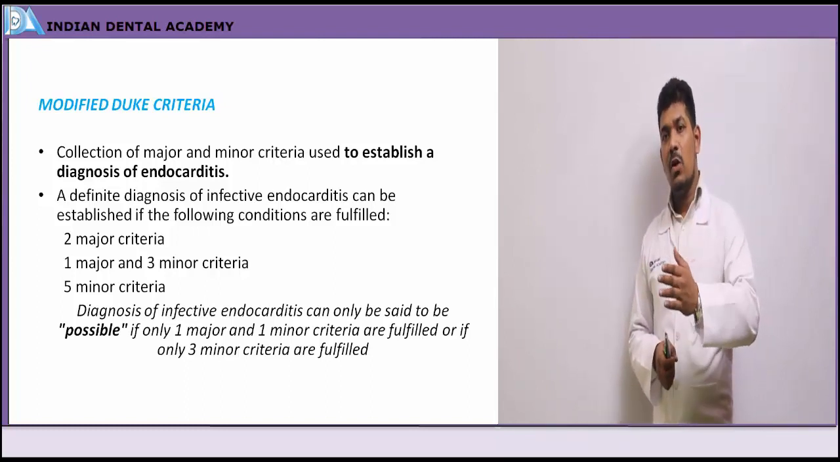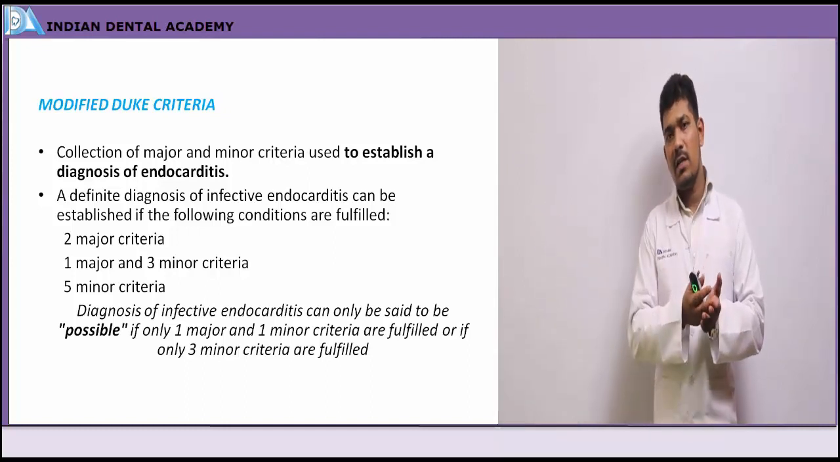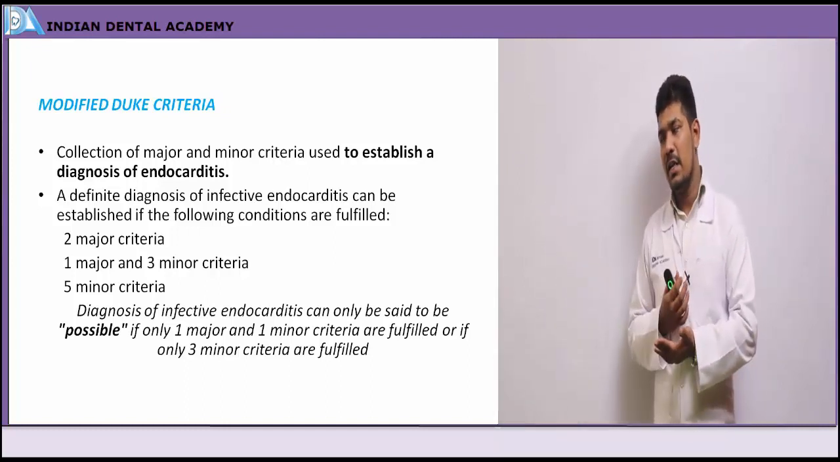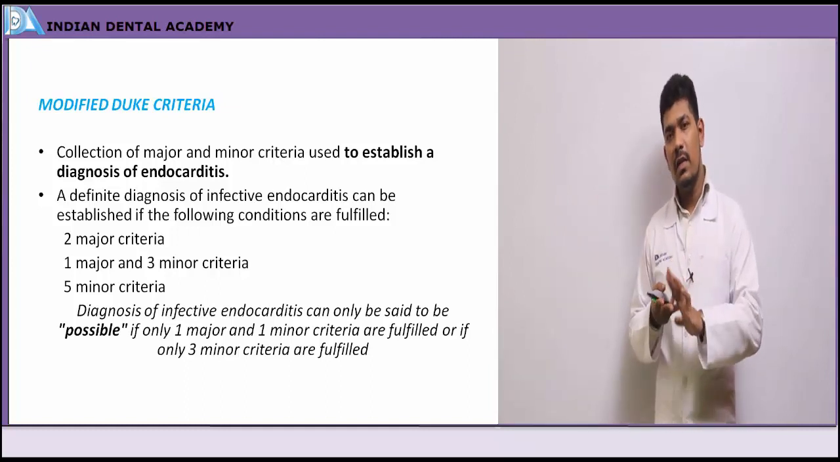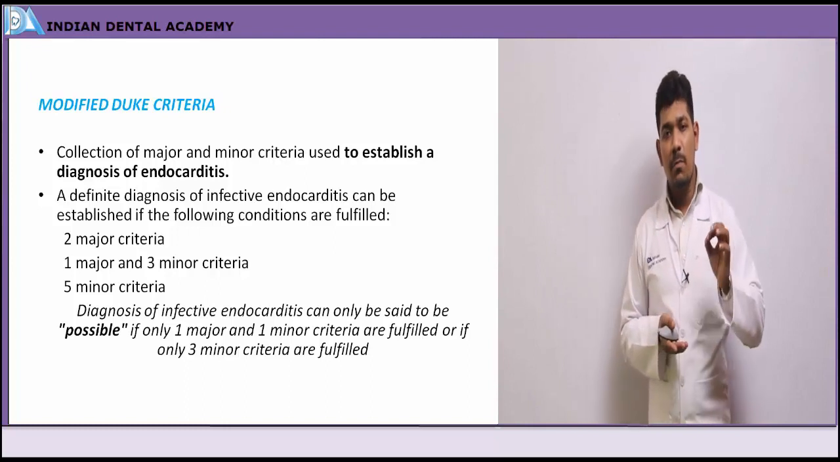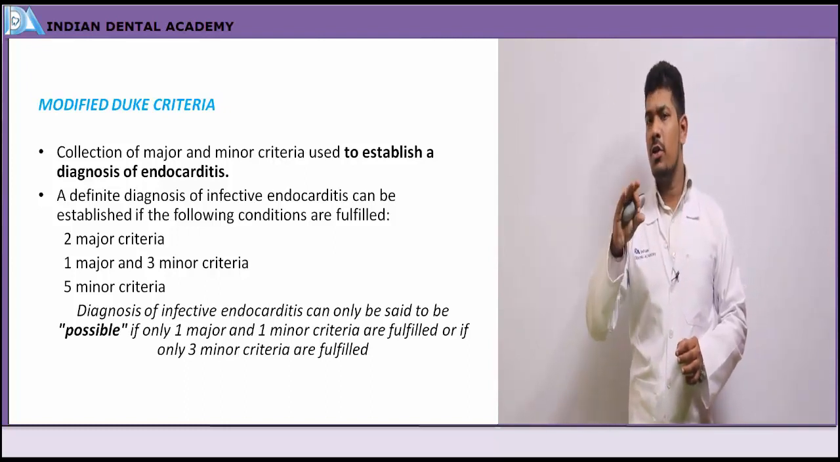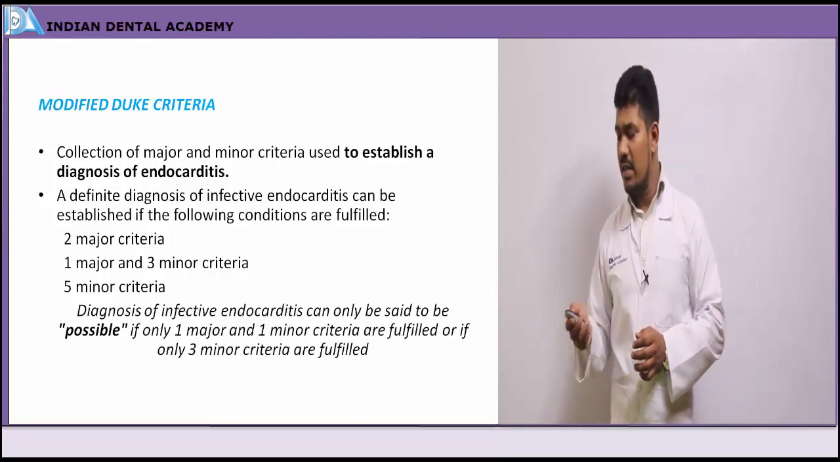Apart from this, there are also a couple of conditions wherein if you have only 1 major criterion and 1 minor criterion fulfilled, or only 3 minor criteria fulfilled instead of 5, you can give a diagnosis of probable or possible bacterial endocarditis instead of a sure shot definite endocarditis infection.